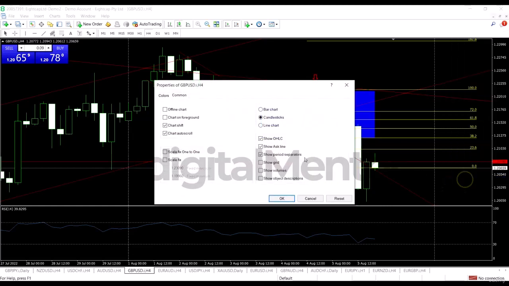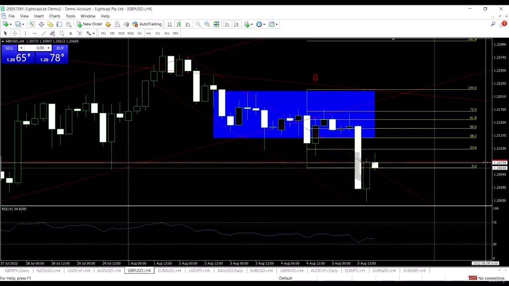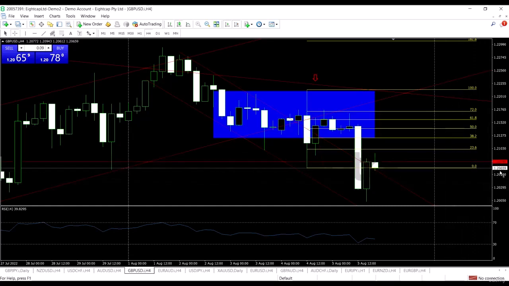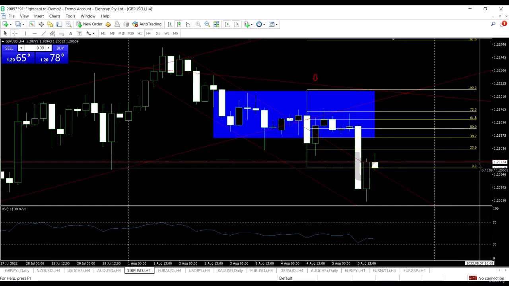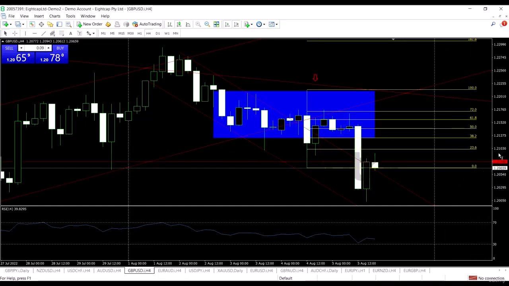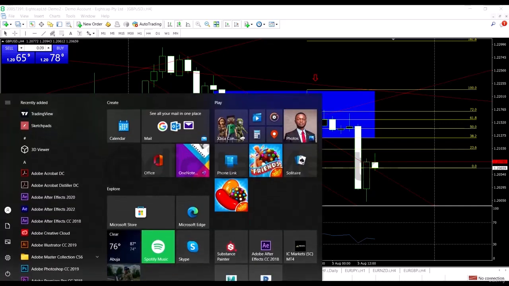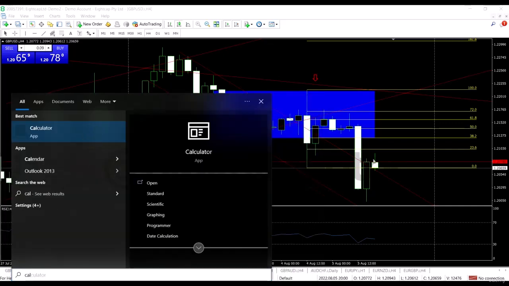When you open a platform like this, you normally do not see the ask price, but you have to come and enable the ask price to be able to actually see it. So as you can see, from the red line to this line, we have a difference of, I think, about 10 or 11 pips. If you subtract this one from this, you're going to see that we have 10 or 11 pips.